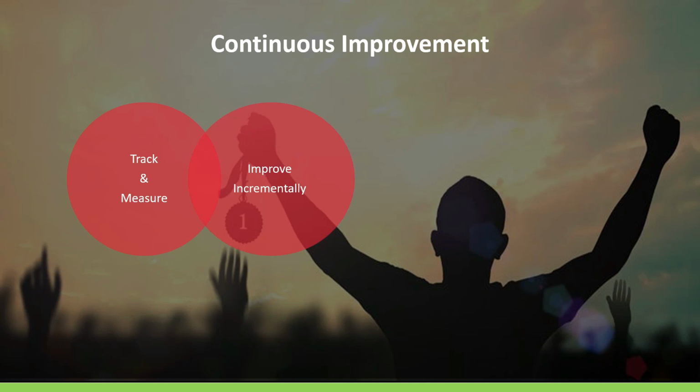Another thing that we can do is improve incrementally. Regularly review the Kanban system with the team and stakeholders to identify areas for improvement. Implement the changes one at a time and assess their impact.